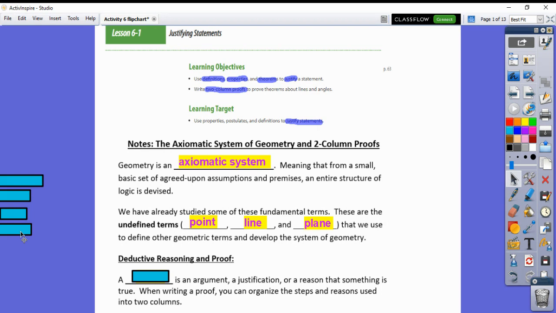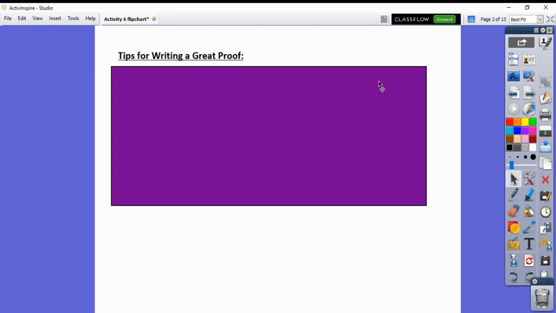So deductive reasoning rather than inductive reasoning is going to be more important whenever you're writing a proof. A proof is an argument, a justification, or a reason that something is true. When writing a proof, you can organize the steps and reasons used into two columns. So we'll get some practice with that in the next video. Right now, we're just going to talk about ways that you can justify, that you can show that statements are true. Here are some tips for writing two-column proofs.